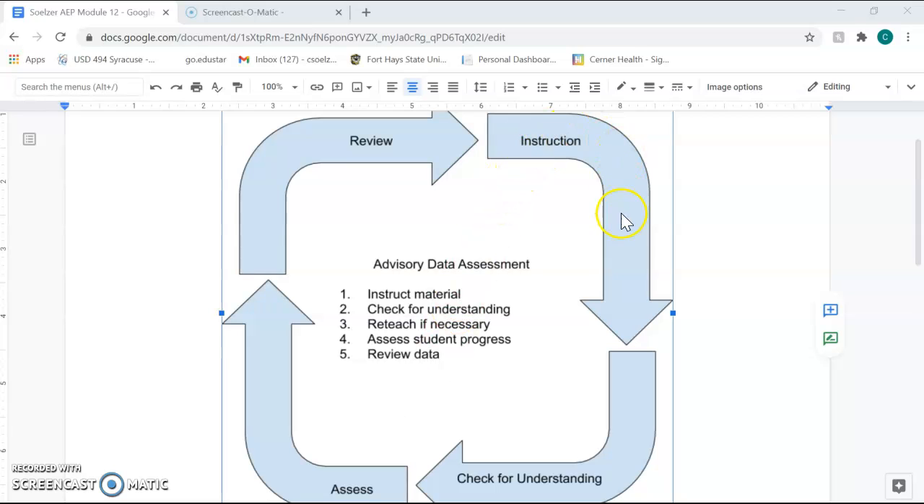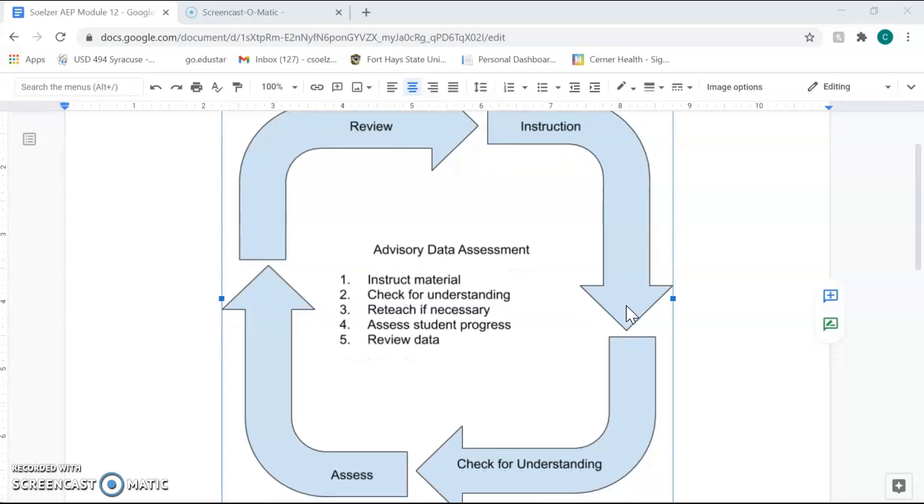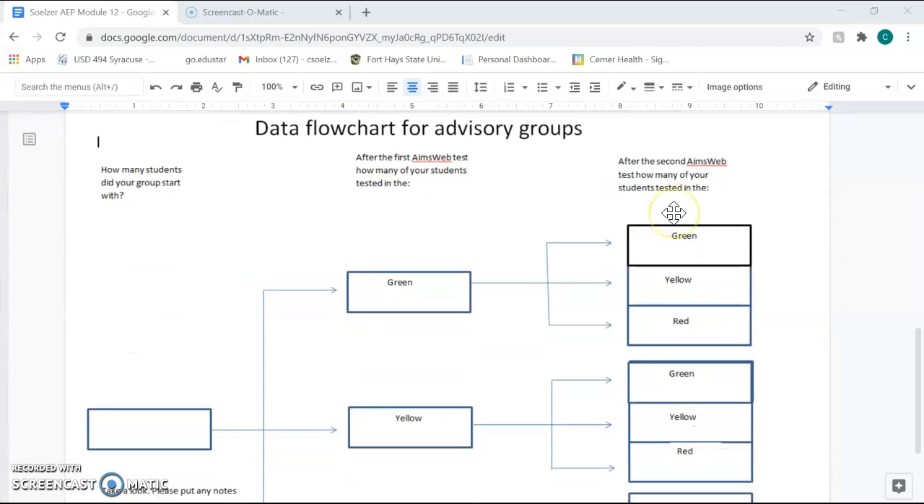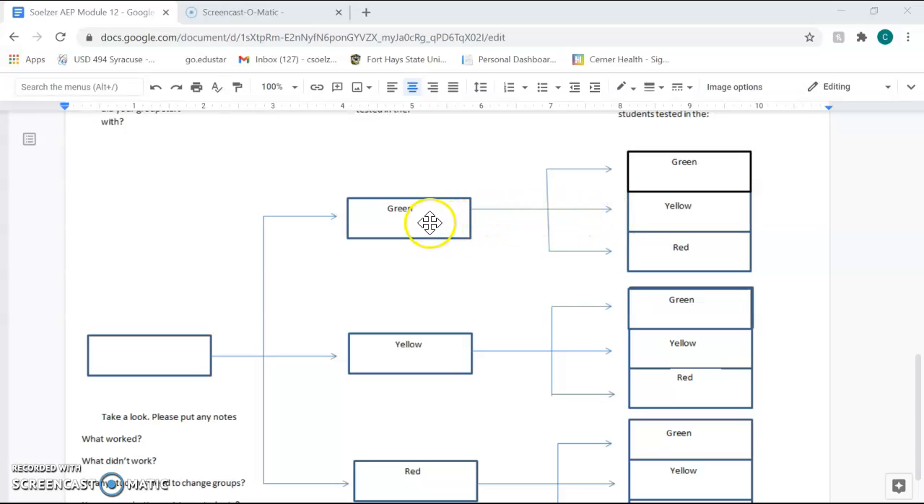We would do the instruction for that advisory time. We would check for understanding. We would assess the students' knowledge and see how much they retained and how we feel they're doing. We would review that information, and then as the result, we would continue on until our second Ames web test, and then we would see how many.